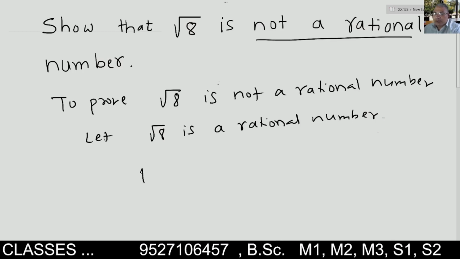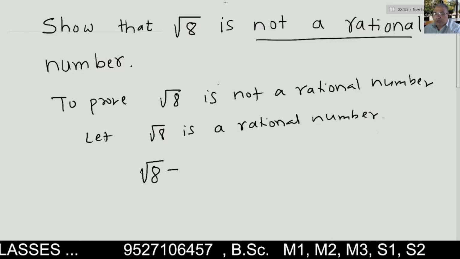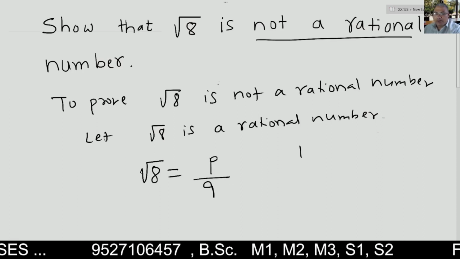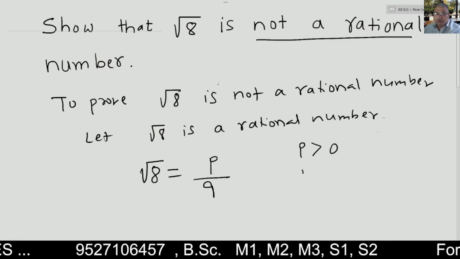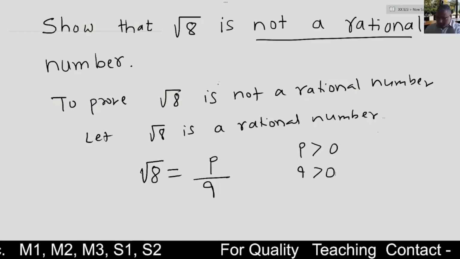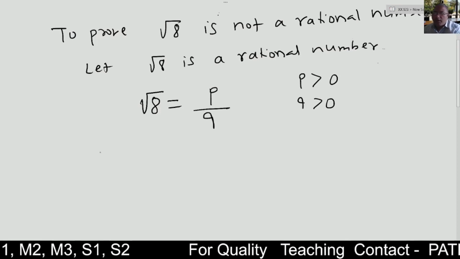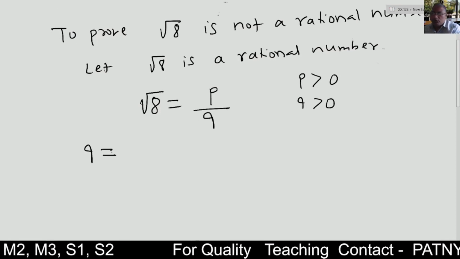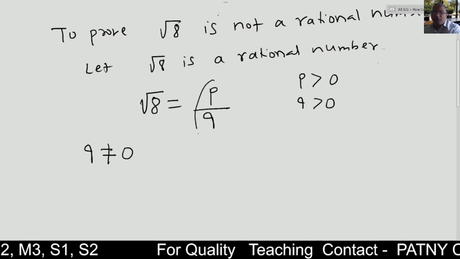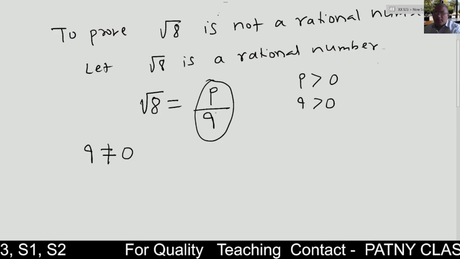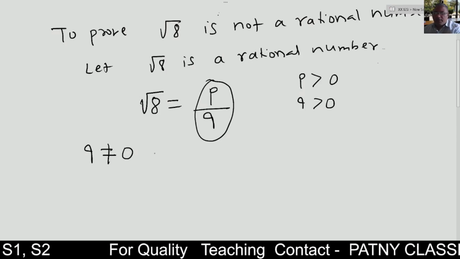If root 8 is a rational number, root 8 can be expressed in terms of p upon q, where p greater than 0, q greater than 0. We also assume q should not be equal to 0 because it is a rational number. For a rational number, the important condition is that q has to be not equal to 0.